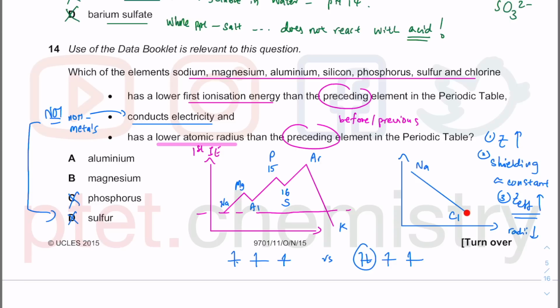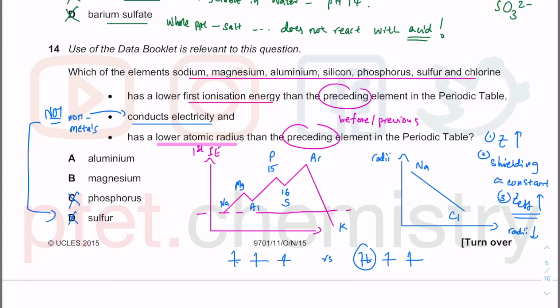What you might not realize is the argon. If you have the data booklet, you will see that argon has a bigger atomic radius than sodium even, which is why they don't ask you to put in argon, and which is why I don't put in argon in my atomic radii trend at all. Okay, sodium all the way to chlorine. So that is to do with atomic radii.